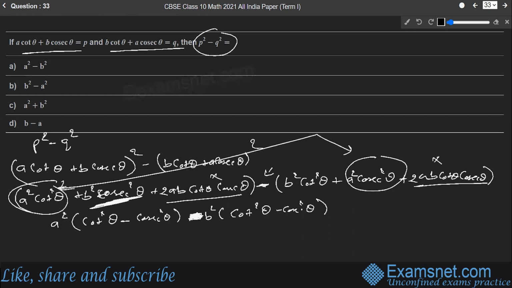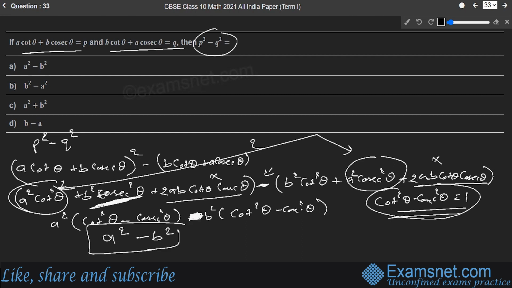But as you know, it is the identity that cot square theta minus cosec square theta is always 1. This is a trigonometrical identity. So let us place 1 here, and we reach a square minus b square only. But cot square theta minus cosec square theta is equal to minus 1 rather, because the identity is in the reverse order. This has to be minus and this has to be plus. So cot square theta minus cosec square theta is always minus 1.